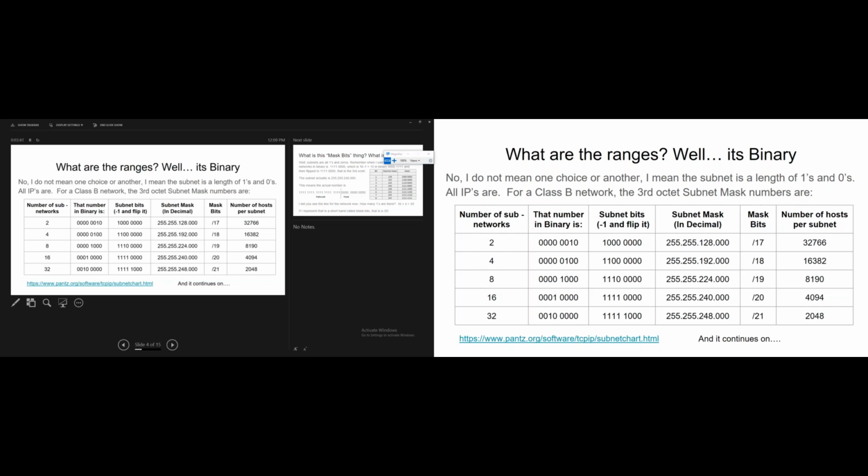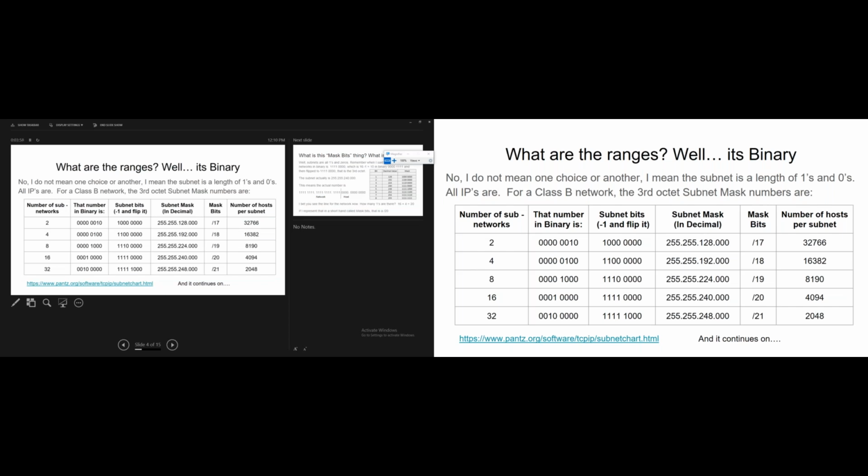Now that doesn't make much sense when you think about it as this. Subnetworks, those are the number of networks I want. Let's look at the top line. Binary, if I were to turn that number into binary, it's that, right?